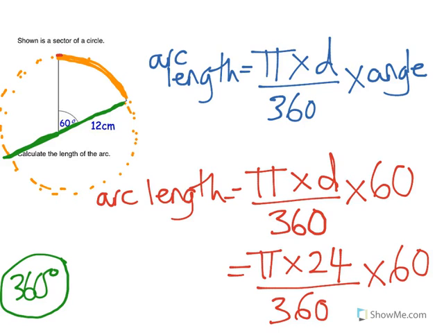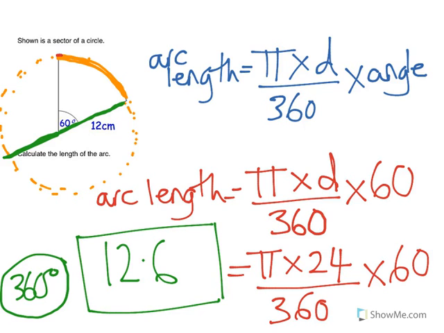And the answer to that is 12.6. Now don't lose any marks here for not putting units on, and that is 12.6 centimetres because you're actually calculating the length of the arc length.